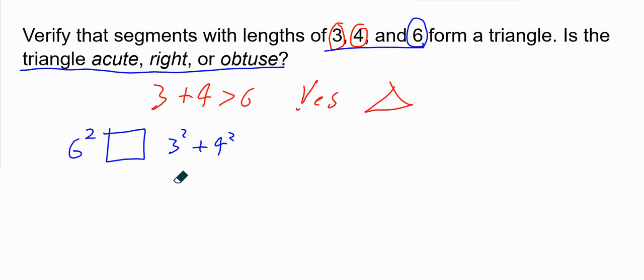Okay, well, 3 squared is 9 plus 4 squared is 16, which is 25. 6 squared is 36. So now I see that 36 is greater than 25, so that hypotenuse is really long. With a longer hypotenuse, it's not technically a hypotenuse, just our longest side. That's going to force our triangle to be obtuse.